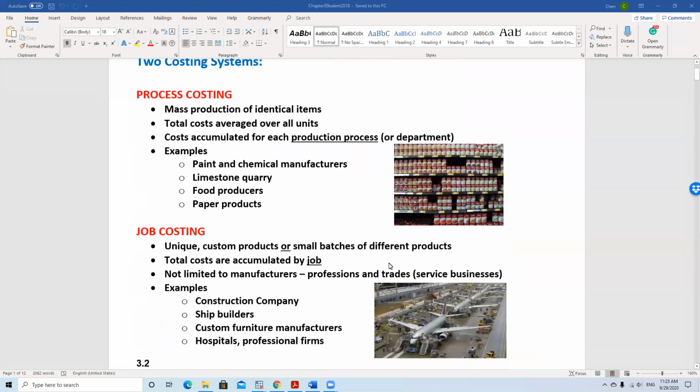And then the difference between these two: for process costing, this kind of costing system we're going to use on mass production of identical units, and then we just do a total cost. Then we can apply the total cost and do an average and apply to any single unit. And then the examples are tomato sauce, paint and chemical manufacturers, paper products, and food producers.